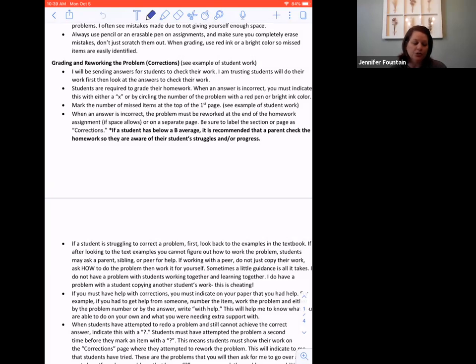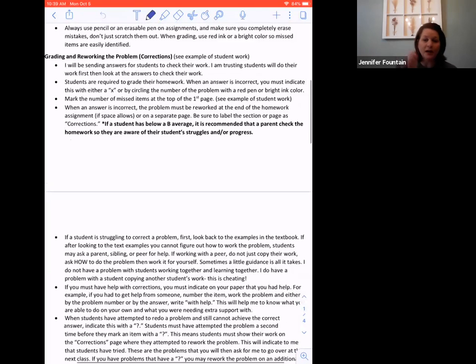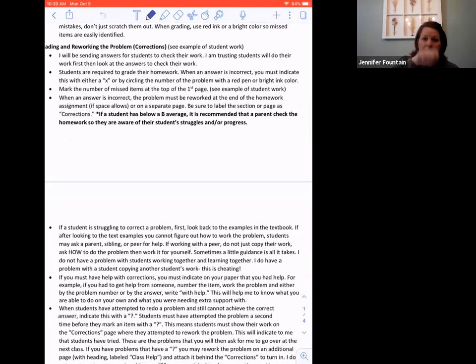So I'm sending the answers for you to check your work. I'm trusting that students will do their work first and then look at the answers to check it. Students are required to grade their homework. After you finish it, you're going to indicate what you've missed by either Xing it or circling the number of the problem that you missed, okay? Do something to indicate what you've missed. Then at the top of the page, you need to mark how many you missed on that homework assignment. In a minute, we'll look at the example of the student work and you'll see where she circled the ones she missed, and at the top of the paper, she wrote -2, okay?